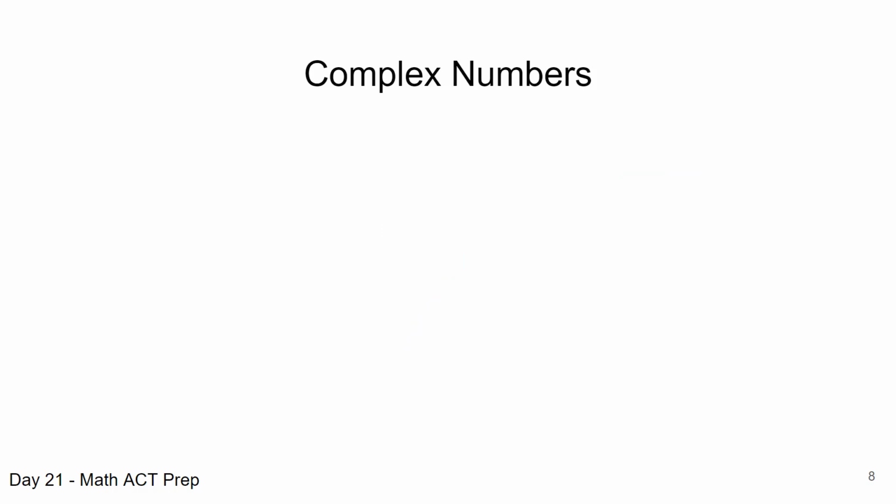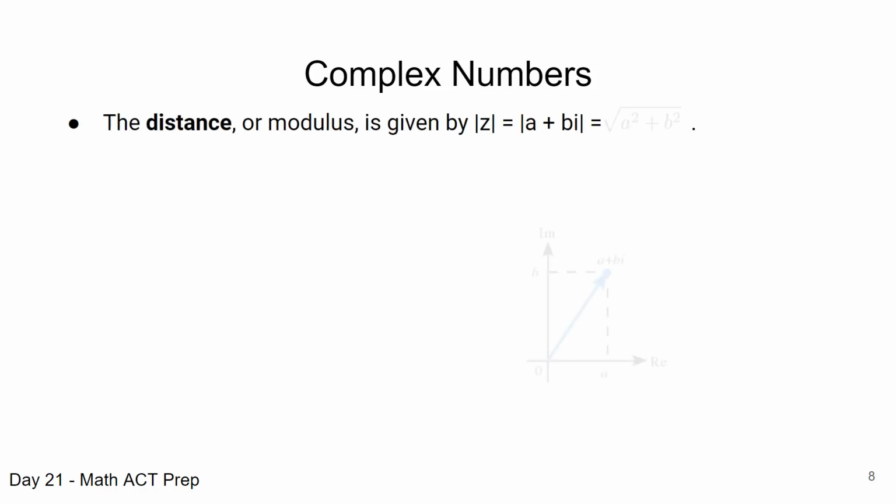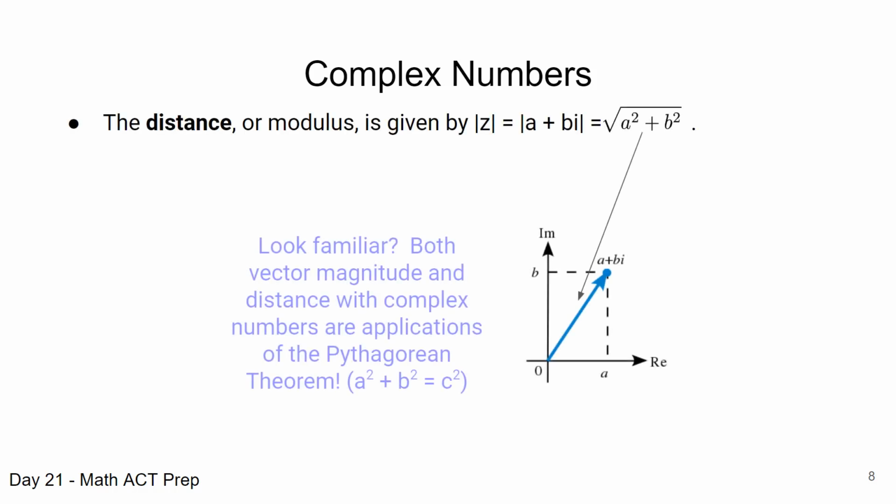So when we see problems with complex numbers, you may be asked to multiply them together. And we would multiply the real component and the imaginary components almost like you do when you do the FOIL method. And then we would use our properties that we discussed in the imaginary number section of i squared is equal to -1. You could also be asked to find the distance or the modulus of a complex number, and that's equal to the square root of a squared plus b squared.